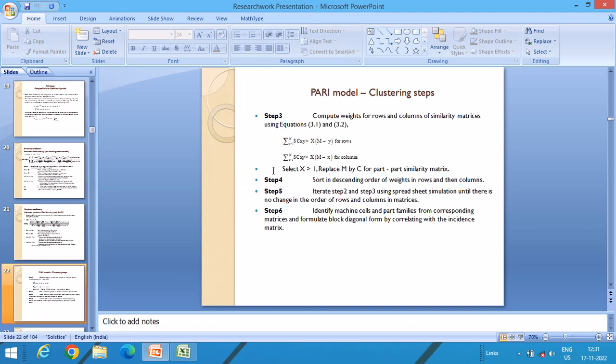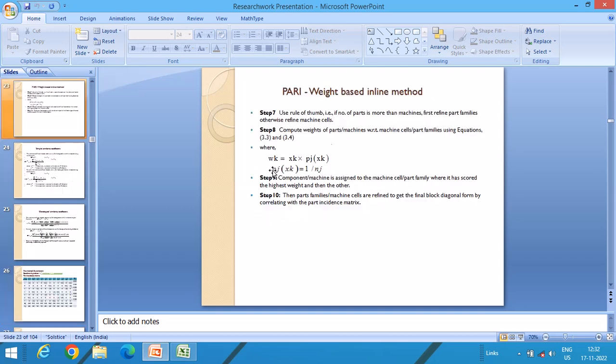Next we are doing the sorting of rows as well as row weights and column weights. In step 5 we are doing iteration, that is, we are repeating step 3 and step 4. Finally, in step 6 we are identifying cells as well as part families from the unit diagonals in the incidence matrices.